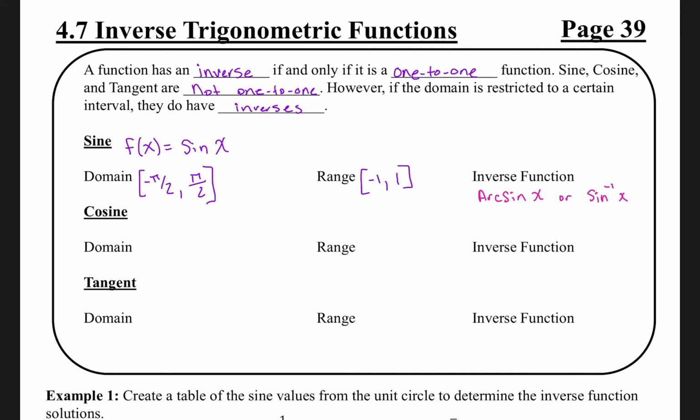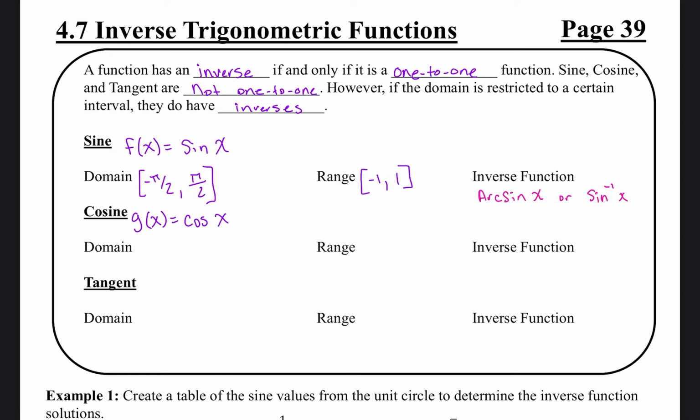Different levels of math use it differently. For example, you might in calculus see it one way or another way to create less confusion. And a lot of times it comes down to how the teacher wants to do it. But I'm going to use both just so you get comfortable seeing both. All right, cosine. Cosine is a function represented as the parent function, cosine of x.